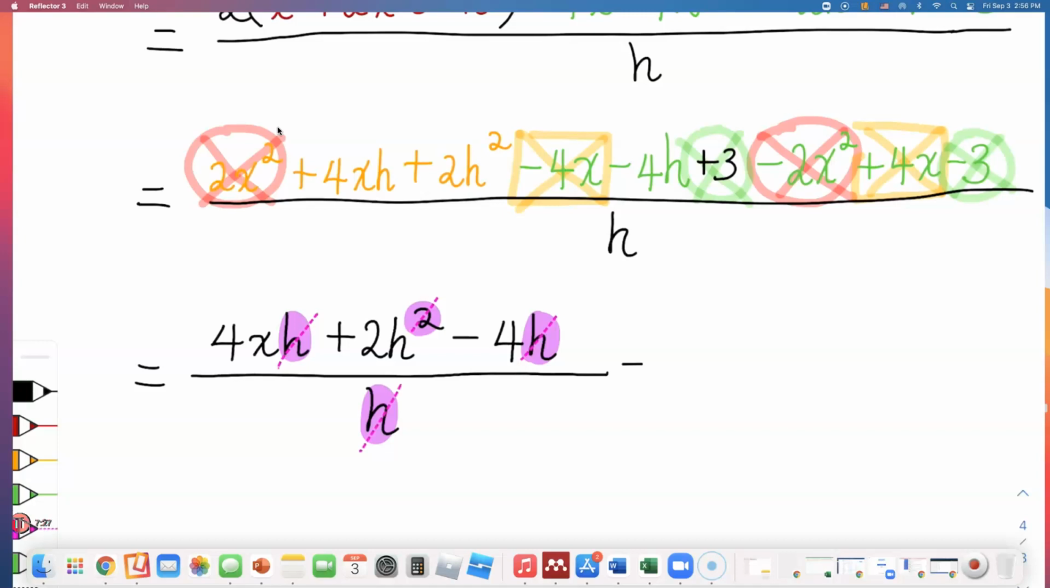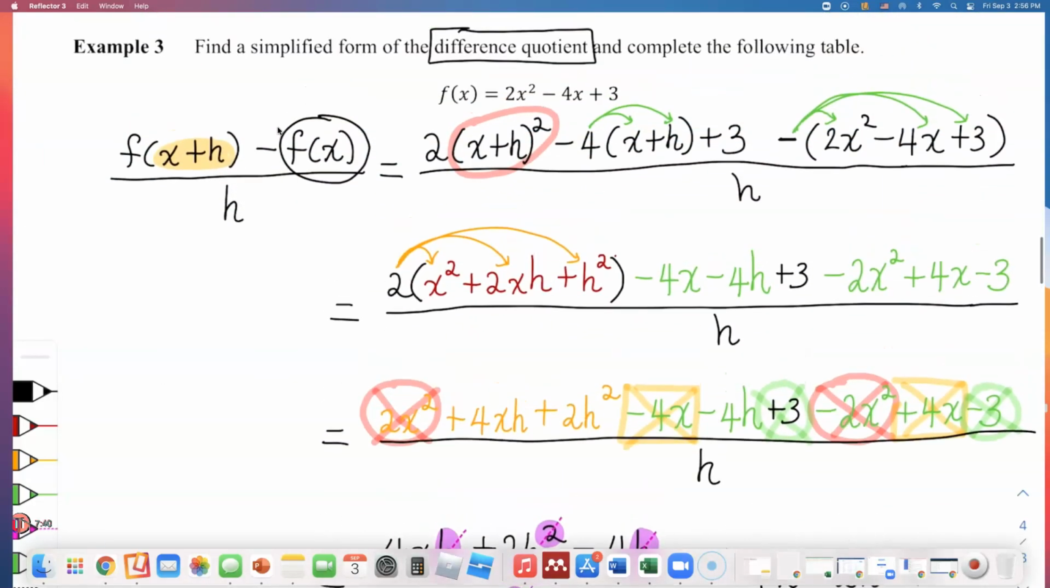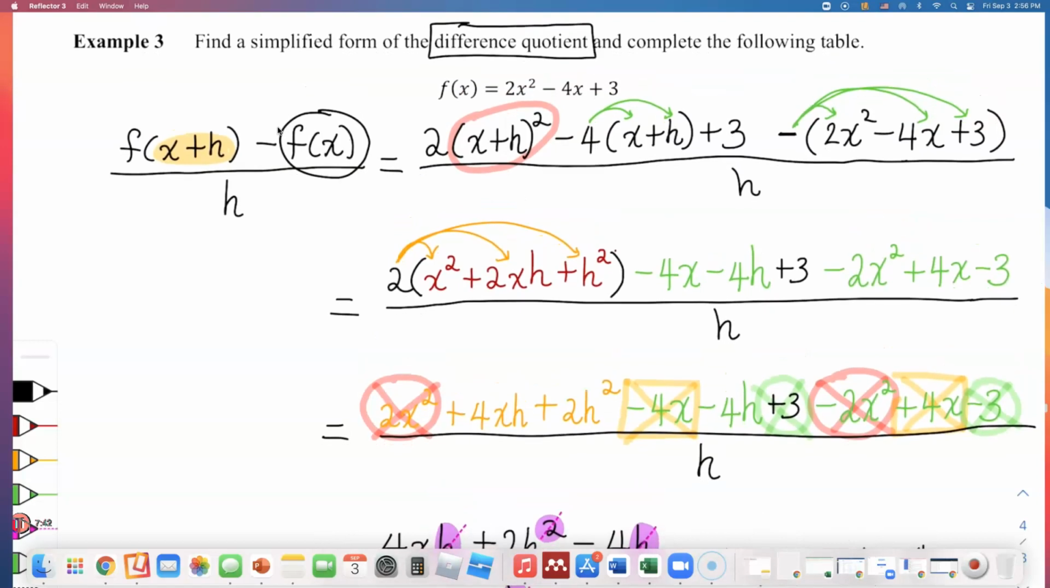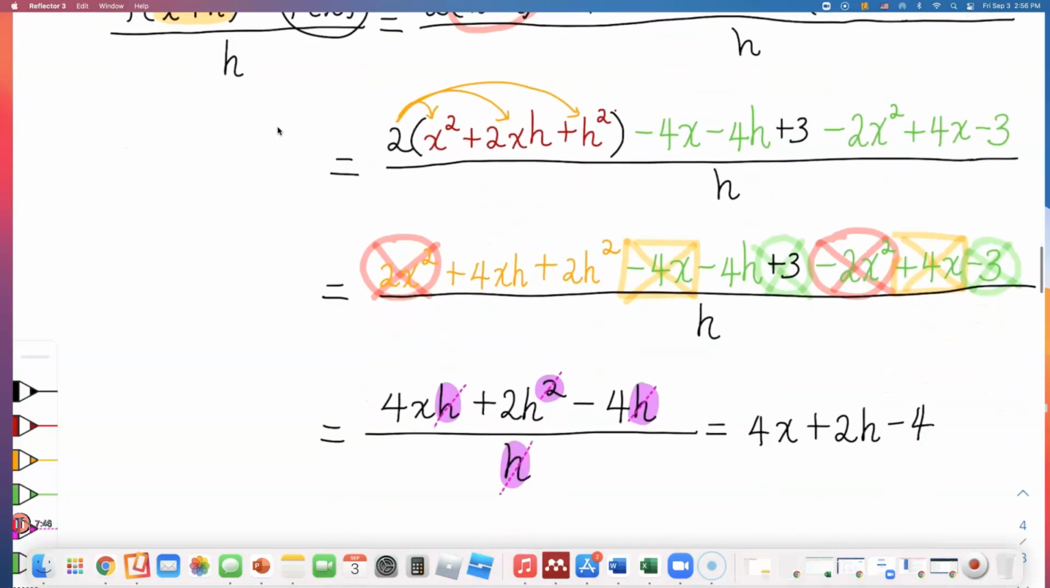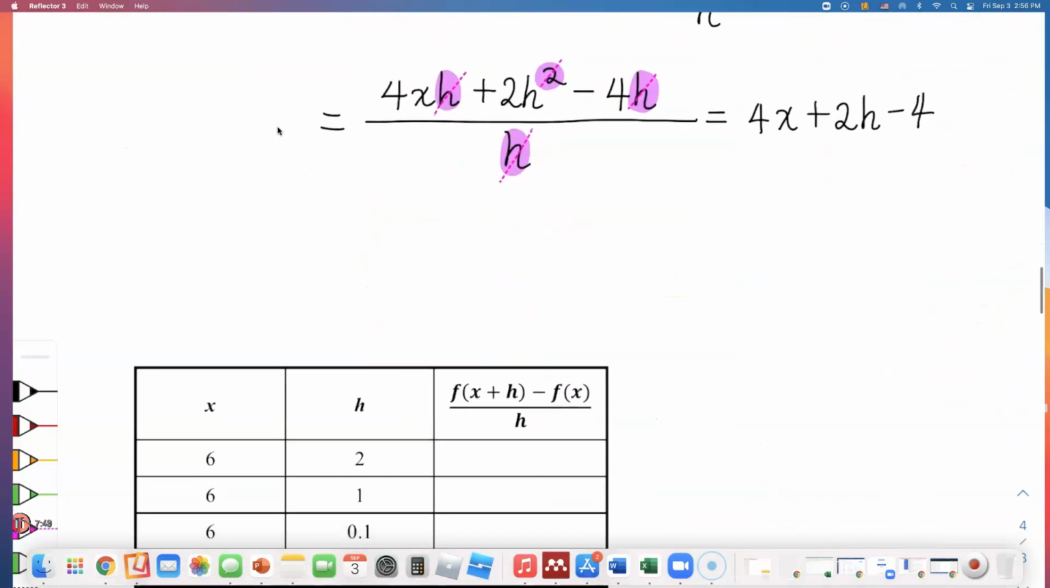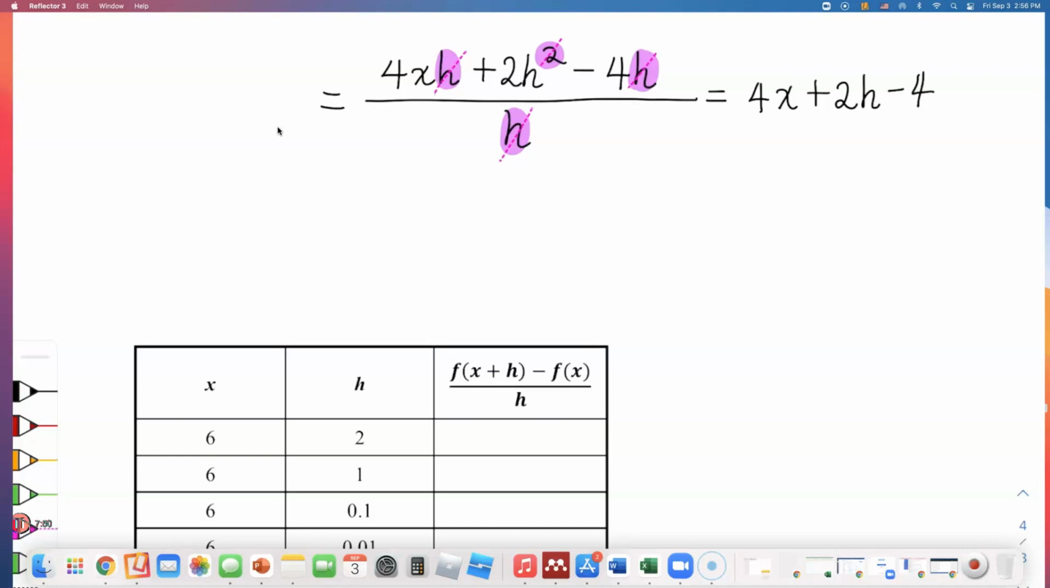My final simplified difference quotient is 4x plus 2h minus 4. Yay! So that's how you can find the simplified form of the difference quotient for this quadratic trinomial function. And I'm going to go ahead and use that down here.